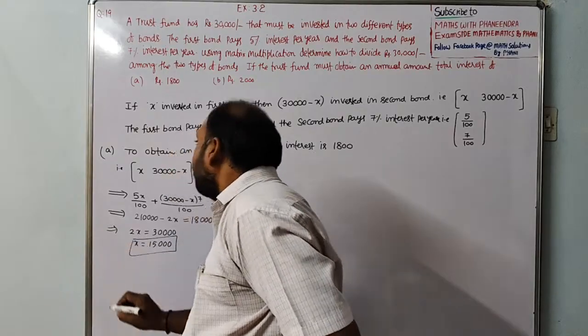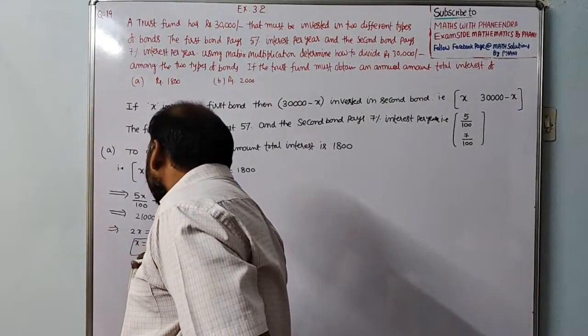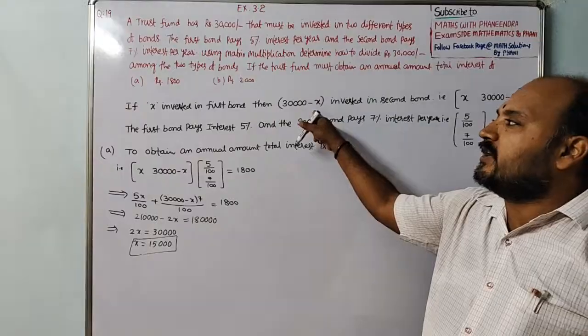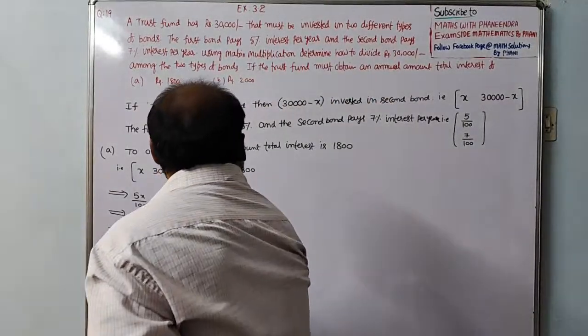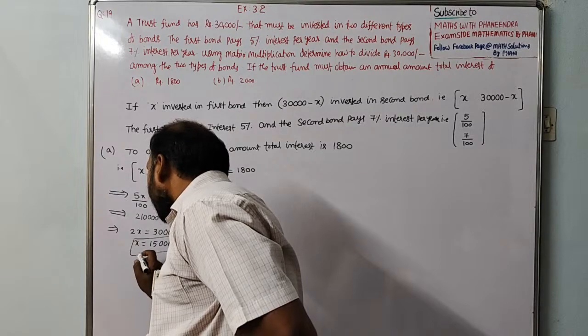So in two types of bonds, x is 15,000. What about the other one? The second bond invests, so the other invests 15,000.